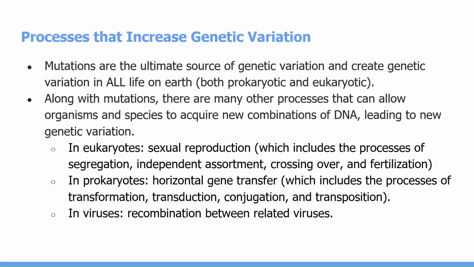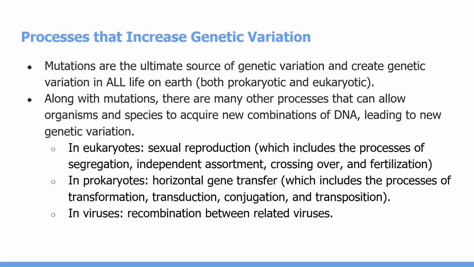So, mutations, as we already know, are the ultimate source of genetic variation and create genetic variation in all life on Earth, both prokaryotic and eukaryotic. Now, there are many other processes that can allow organisms and species to acquire new combinations of DNA, leading to new genetic variation, which is important to life here on Earth.